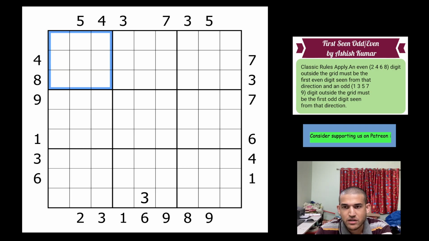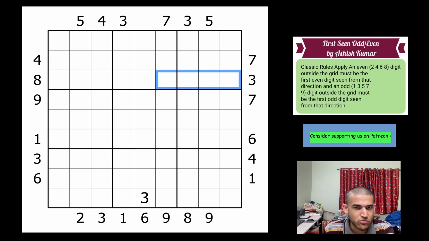An even digit outside the grid must be the first even digit seen from that direction. And an odd digit outside the grid must be the first odd digit seen from that direction, right? So for example, if you see the clue outside row 3, you have an 8 clue. It means that when you look at the row from left to right, 8 must be the first even digit. And similarly, let's say you look at the row from right to left. Since you have a 3 clue outside, then 3 must be the first odd digit that you encounter when you move along the row in that direction.